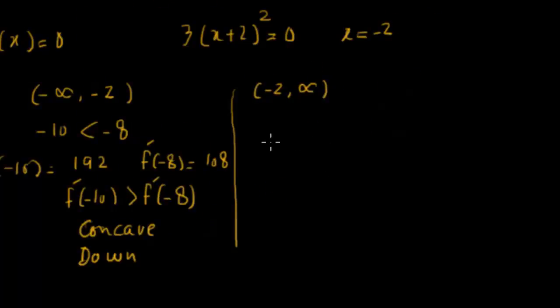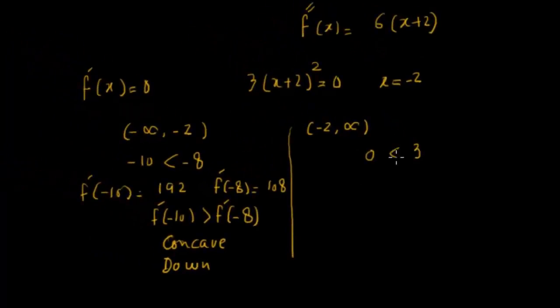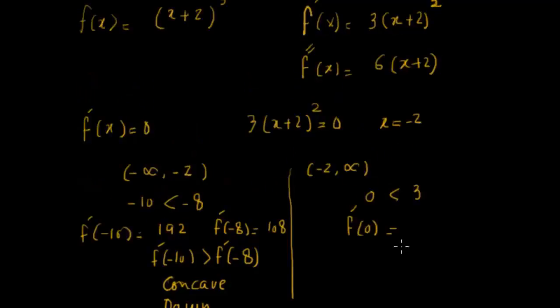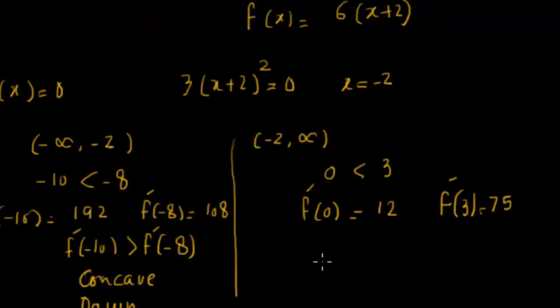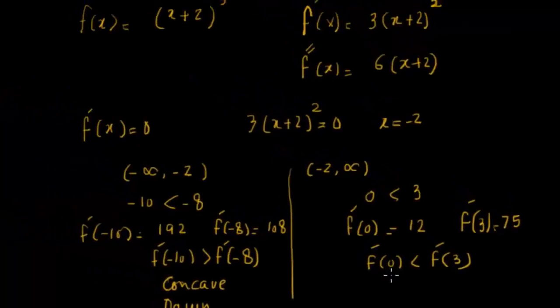So let's consider the region -2 to infinity, and let's again take 2 points in that. Let's take 0 and 3. 0 is less than 3. And let's find out what f prime of 0 is: 12. And f prime of 3 is equal to... 0 is less than 3, but f prime of 0 is also less than f prime of 3. So when 0 is less than 3, f prime of 0 is less than f prime of 3, we can simply say the derivative is increasing. Derivative increasing means it is concave up.